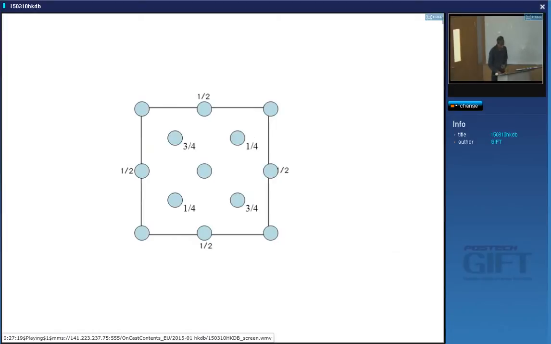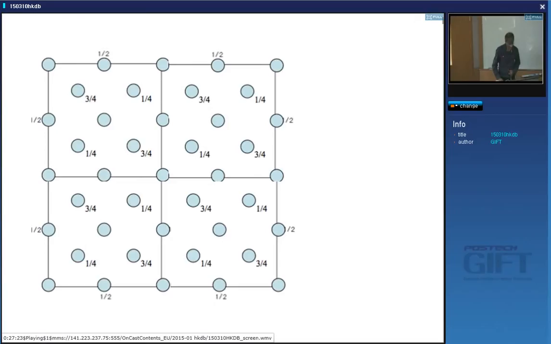Okay, so that's the structure of diamond again. And sometimes, in order to look at symmetry, it's good to draw 4 unit cells next to each other. Okay, because you can see what's going on in the surroundings of the atoms.